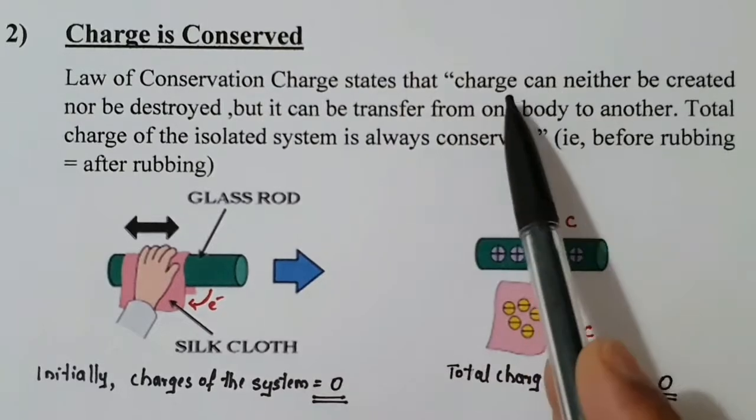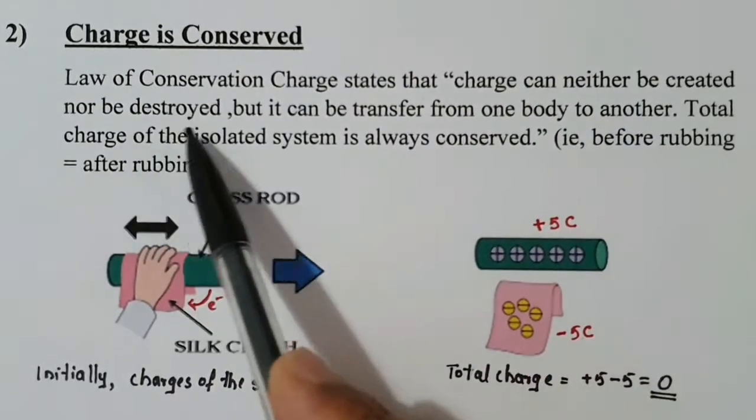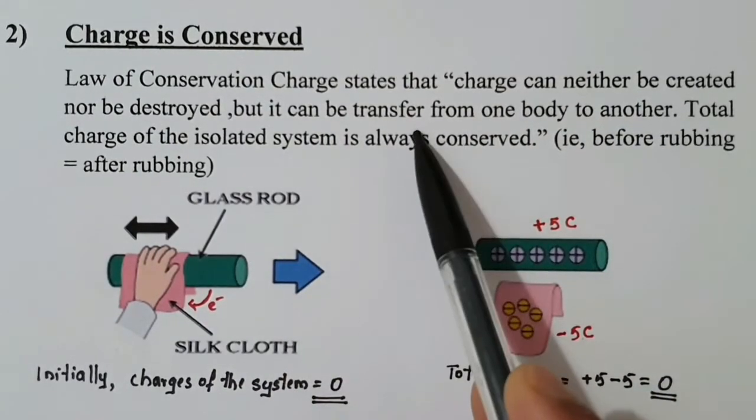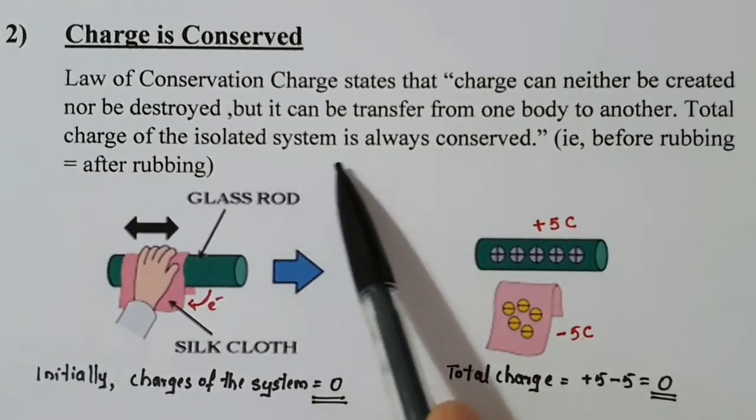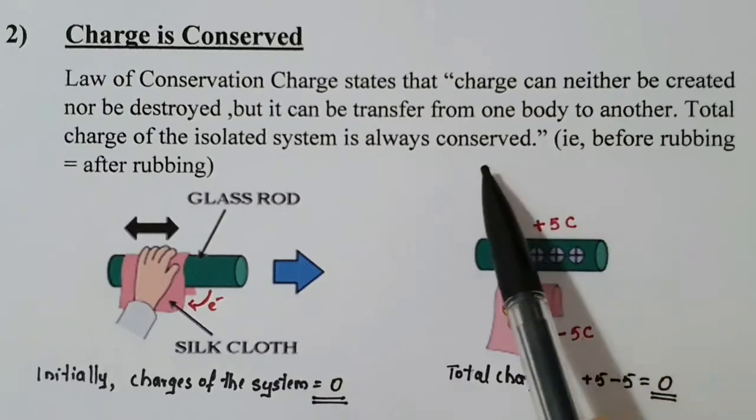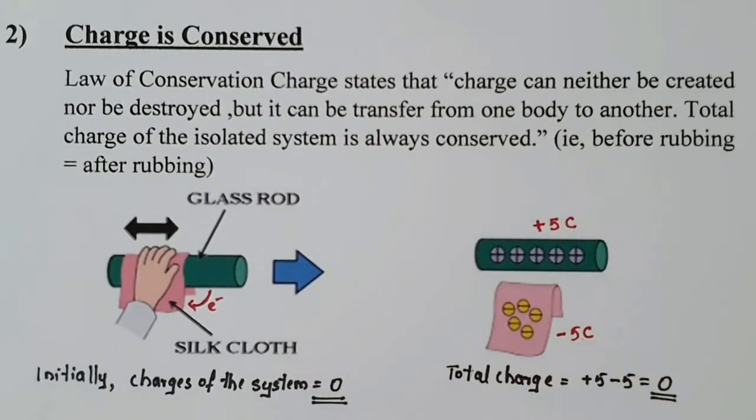And it states that charge can neither be created nor be destroyed, but it can be transferred from one body to another. That is, the total charge of an isolated system is always conserved. So this is the law of conservation of charge.